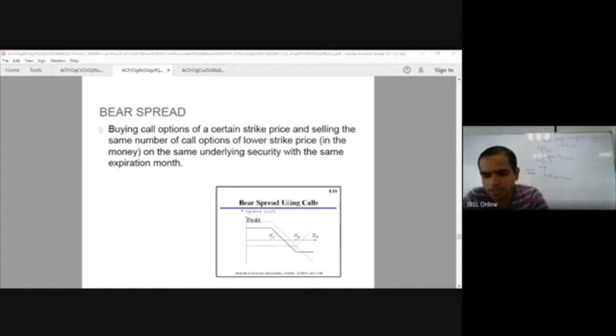A bear spread is the opposite. You buy a put option with a high strike and sell a put option with a low strike. You can do it using call options as well: buying call options of a certain strike price and selling the same number of call options of a lower strike price on the same underlying security with the same expiry month.